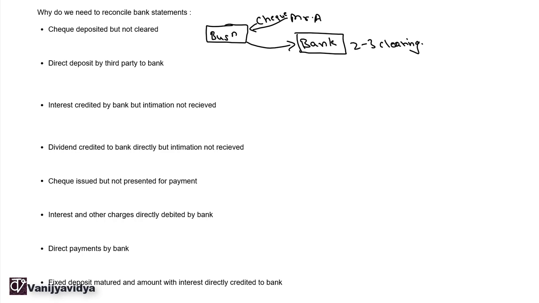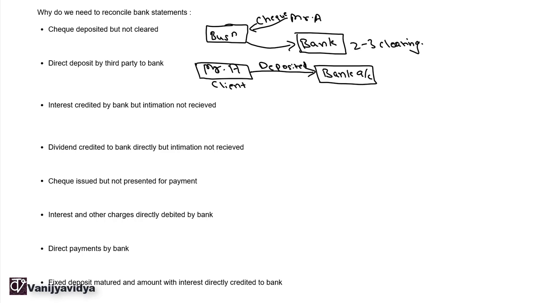Now let's take the next scenario. Direct deposit by third party to bank. Now Mr. A, he is a client. He has deposited money in our bank account directly, but he has forgot to send us the intimation. So, since he has not sent an intimation, we have not recorded this transaction in the books of account, but the same transaction will appear in the bank.